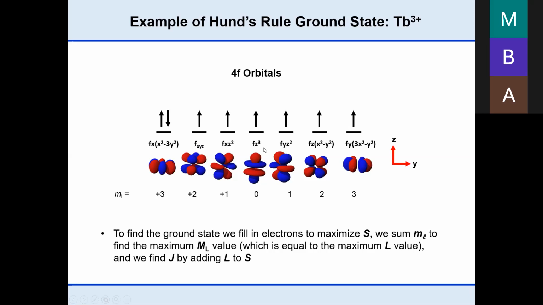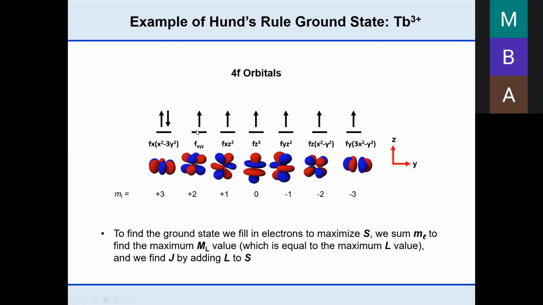In applying the second rule, we want to maximize L. And again, you can do this by finding the maximum ML value that you can get for this particular electron configuration. That's shown here, where we have this electron paired up in the ML +3 orbital, which is fx(x squared minus 3y squared). So what that gives us is a maximum L value of +3, +3, +2, +1, 0, -1, -2, -3, +3, which is just 3, right?